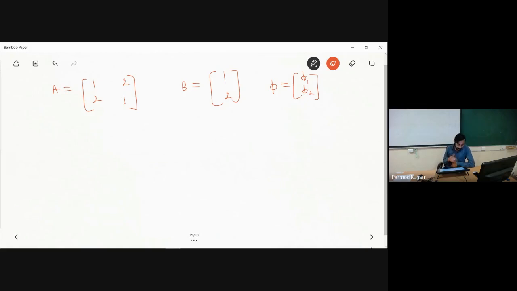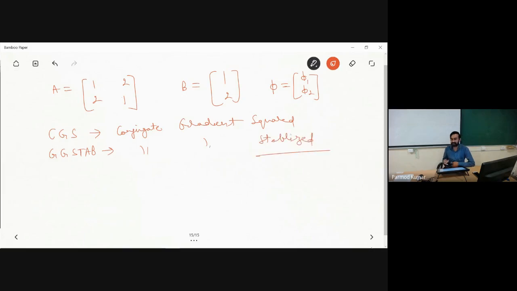Okay, now there are some advanced versions of this conjugate gradient method. One of these is called CGS, where CGS is referred to as conjugate gradient squared. One is CG stab, where it is referred to as conjugate gradient stabilized. So these advanced versions actually result in faster convergence rates. We will not go into the details of these advanced methods.